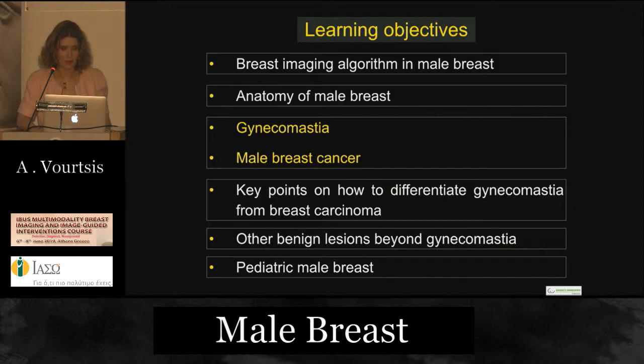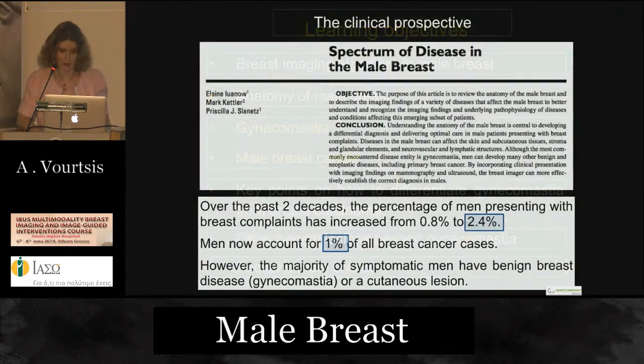The learning objectives of this lecture are to present to you the breast imaging algorithm that we use, the anatomy of the male breast, and how to differentiate between gynecomastia and male breast cancer. I will also present to you some other benign lesions, and we'll close this lecture with the pediatric male breast.